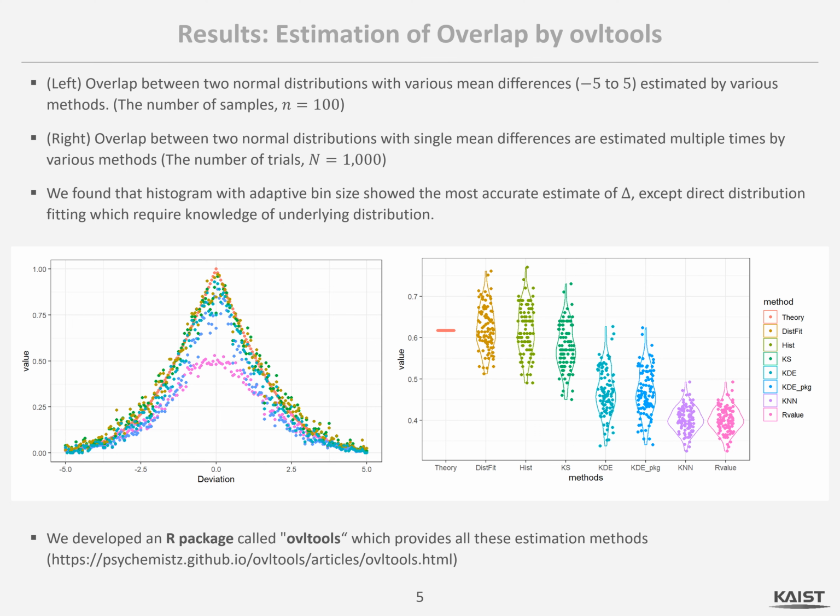To objectively assess the performance of individual overlap estimation methods, now we perform n equals 1,000 trials for a single mean difference. As you can see in the right-hand side figure, histogram-based methods show the most accurate estimates, except for the direct distribution fitting case. Since the direct distribution fitting case requires understanding of the underlying distribution, it seems that a histogram-based method is an adequate choice of estimation method. Here we used an adaptive bin size selection method, which is based on 1 plus log 2 of the sample number. The OverLTools package is available at the URL below.